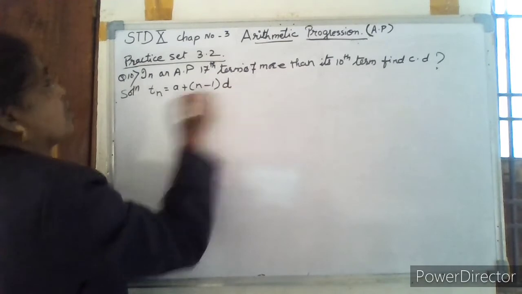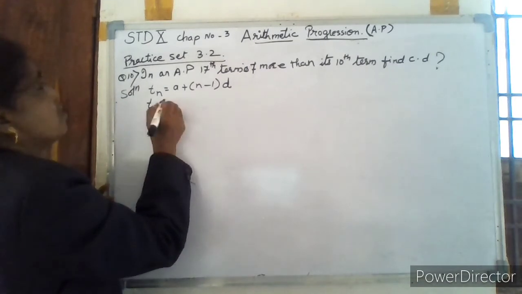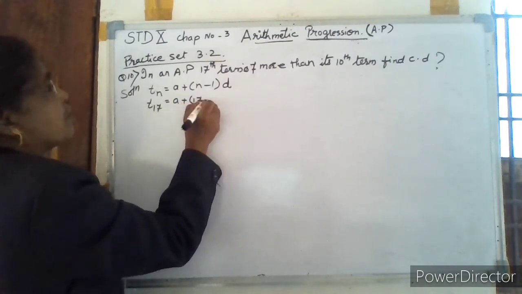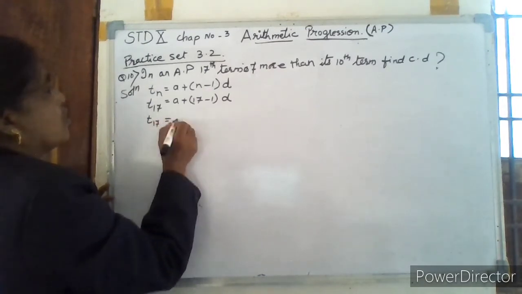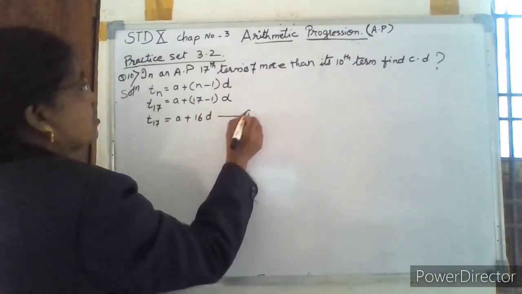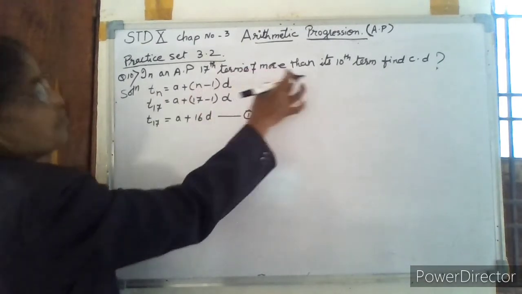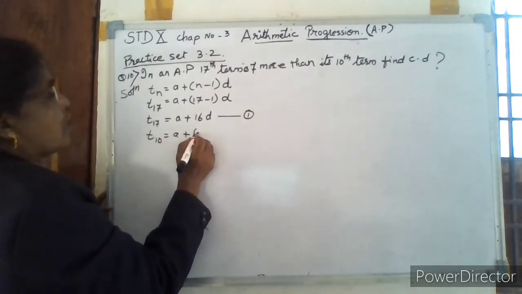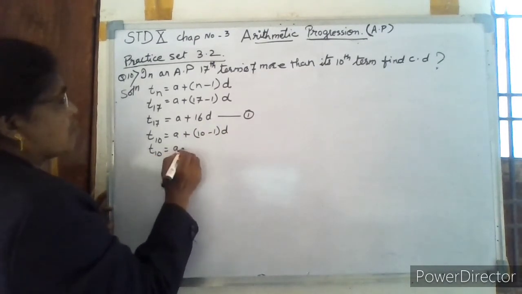So we will use the nth term formula, a plus n minus 1 into d. Now what is the 17th term? The 17th term is equal to a plus n, here 17, minus 1 into d. So the 17th term is a plus 16d. Let us take it as 1. Now, in the same way, using the formula, we will find the 10th term. The 10th term is equal to a plus n, here 10, minus 1 into d. So the 10th term is a plus 9d.